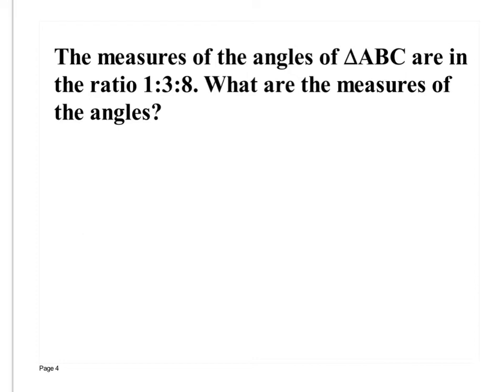So it says the measures of the angles of triangle ABC are in the ratio 1 to 3 to 8. Meaning for every degree A has, angle B has 3 of those degrees. So if angle A was 1 degree, angle B would be 3 degrees, and angle C would be 8 degrees. So if angle A was 10 degrees, angle B would be 30, and angle C would be 80. That's what we're trying to figure out.